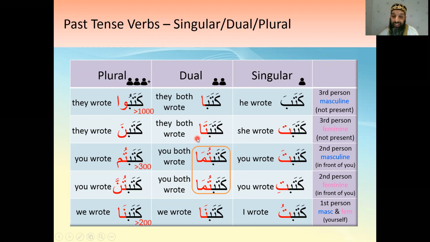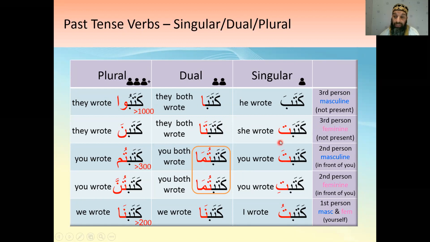Next one, look at this. Again, the alif is coming to make it dual, but because it's feminine, it's keeping the ta from here. So katabata means they both wrote. So how do you say they both disbelieved? Kafarata. Exactly.